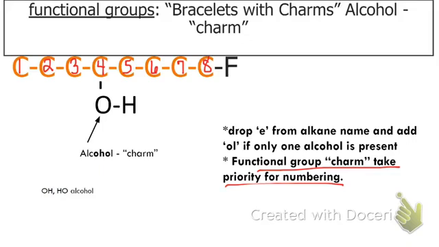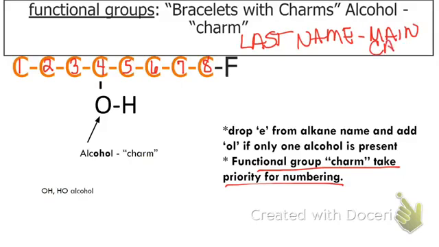We know that fluoro, the halogen charm, is on carbon number 8. We have to name them alphabetically, though. But we know alcohol is the last name of the main chain. Remember, last name, main chain. So we're going to look at the fluoro. So this is going to be 8-fluoro.